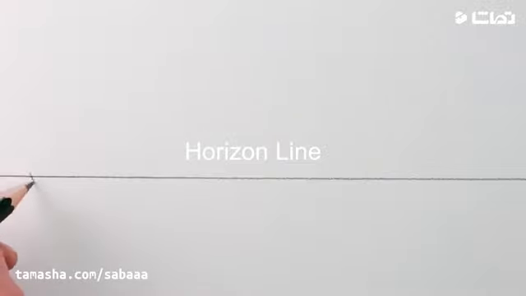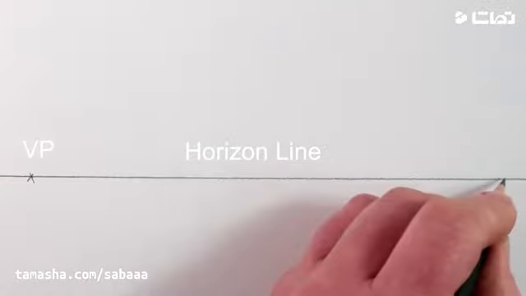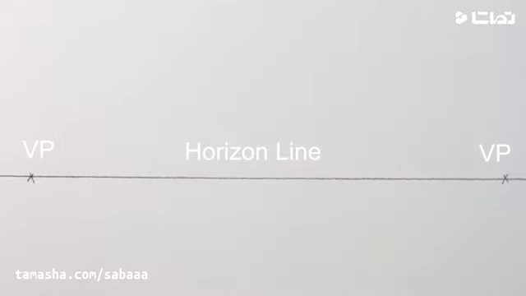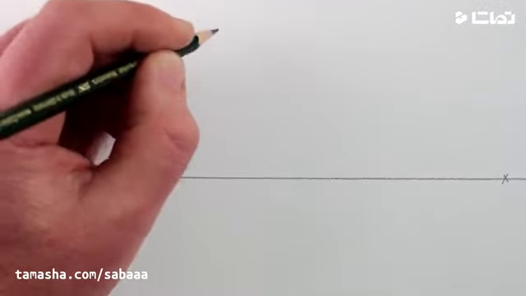Next, we can draw a vanishing point, a dot, on the far left and the far right of this horizontal line. In two-point perspective, all of the parallel lines going left will meet at the left vanishing point, and all of the parallel lines that go right will meet at the right vanishing point.